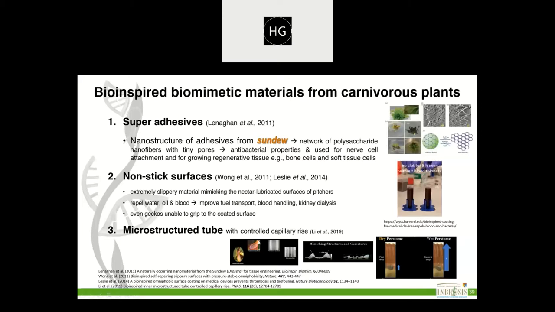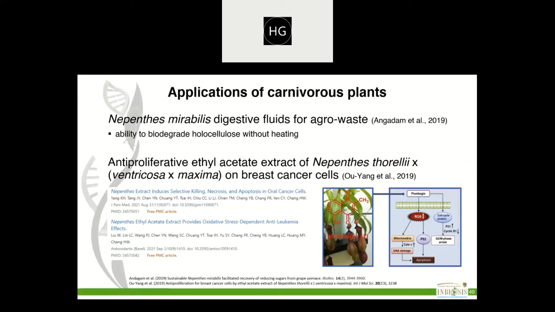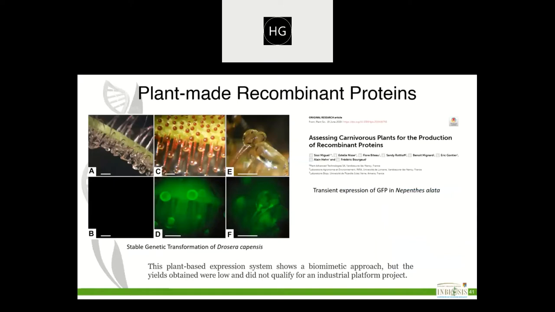And in terms of Nepenthes, you can see that there are some applications, even trying to use the enzyme for agro-waste, for biodegrading the hollow cellulose without heating. Then also some of the extracts are useful against cancer as well. And there's an effort to make recombinant protein using this kind of carnivorous plant, for example Drosera, because the protein is secreted out, so you no need to harvest the plant. So the plant can continue producing the recombinant protein. However, much effort is still needed because as of now, the yield and the practicality are not up to the level for an industrial scale.